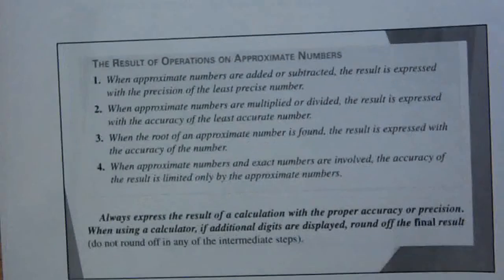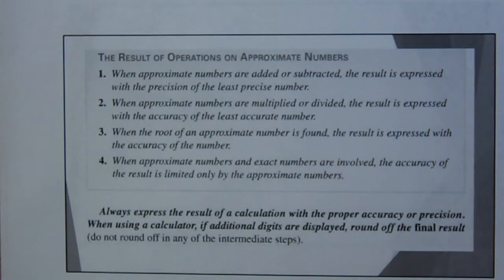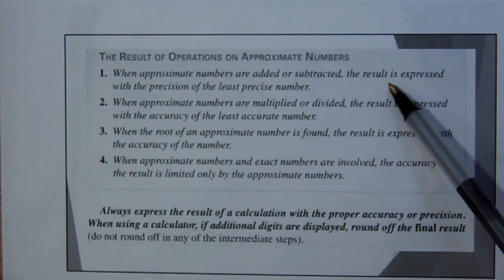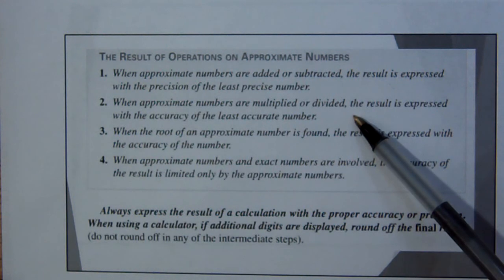We also are going to be using approximate numbers in calculations, and we have rules for that as well. We need conventions in order to do this. So when approximate numbers are added or subtracted, the result is expressed with the precision of the least precise number. When approximate numbers are multiplied or divided, the result is expressed with the accuracy of the least accurate number. Note that these are conservative approaches because we're using least.